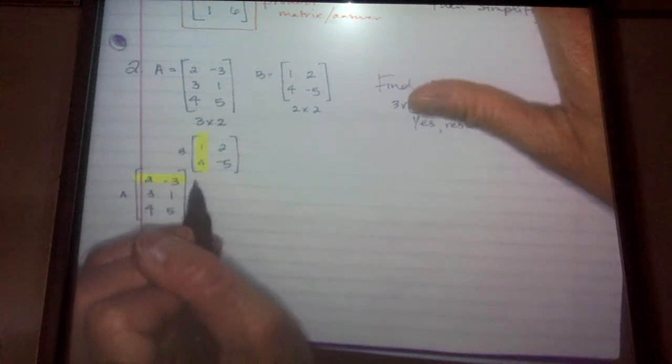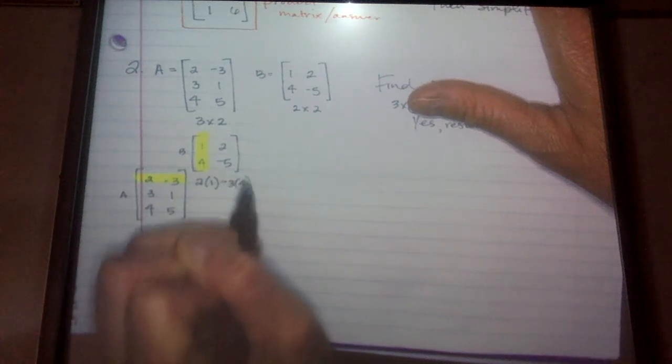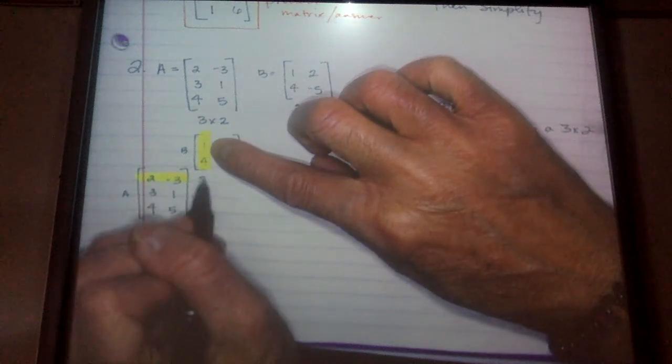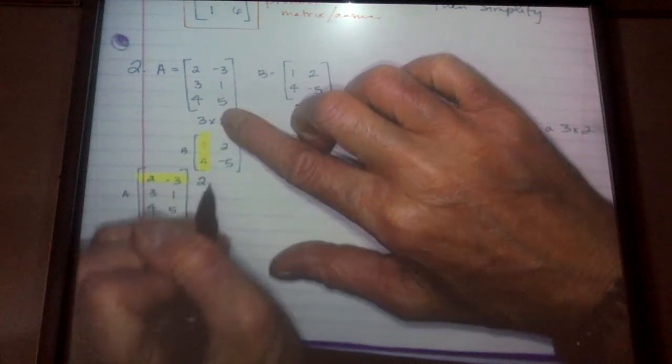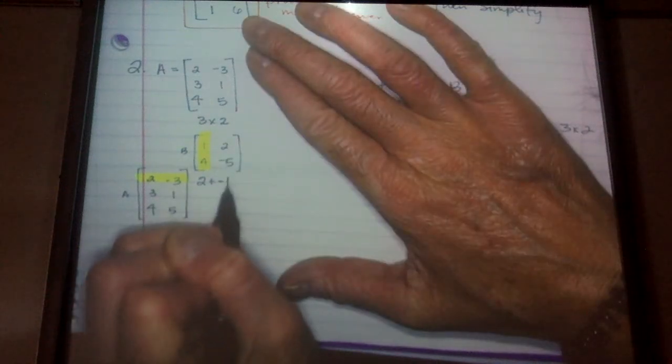I'm finding the product of the first numbers plus the second numbers. So here we go. 2 times 1, minus 3 times 4. Now you can simplify that, and maybe I will for this one, and that's a lot of work for me to write out, right? Because we know 2 times 1 is 2, plus negative 3 times 4 is negative 12.